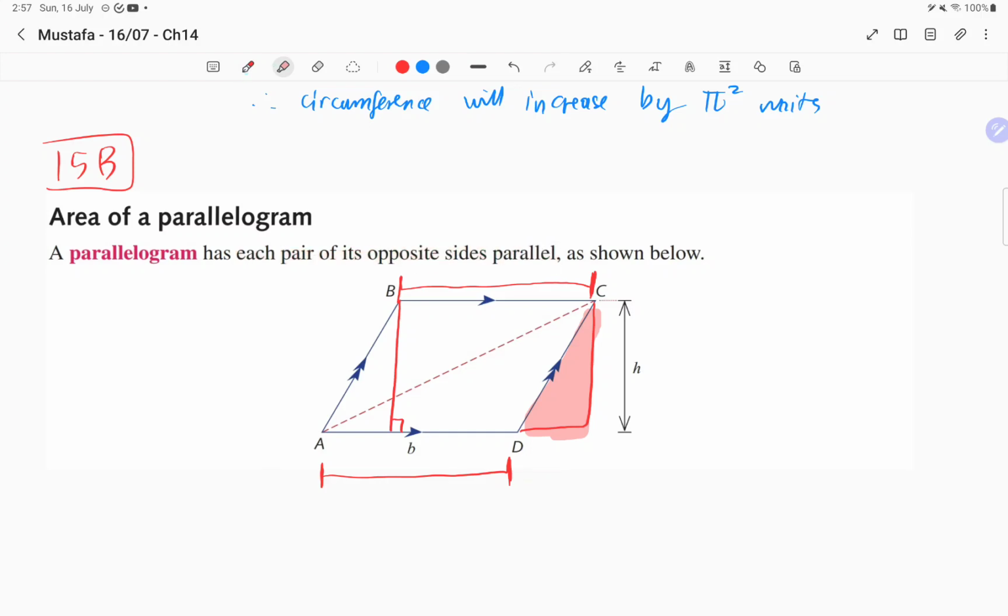So basically it has two pairs of parallel sides. To draw a parallelogram, I can draw one pair of parallel sides, right? And if I draw another pair, let's say this one, and I have to draw another one that is parallel to that, the shape in the middle is a parallelogram.